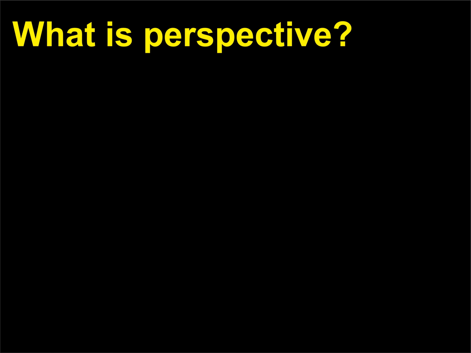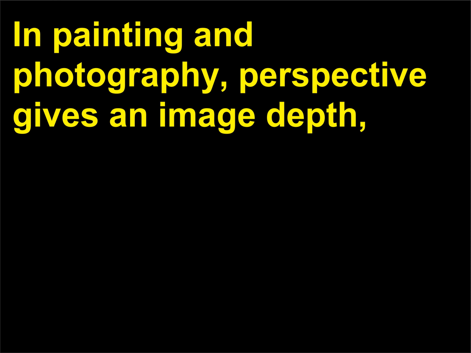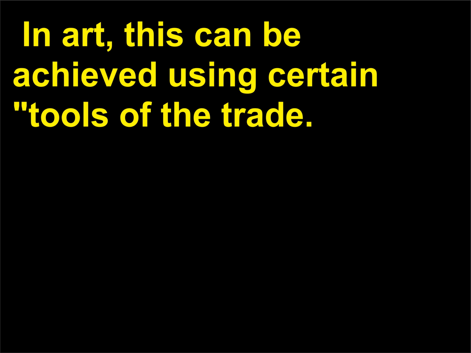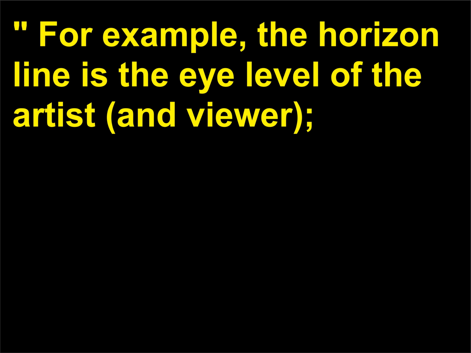What is perspective? In painting and photography, perspective gives an image depth, allowing a person to perceive 3 dimensions in a 2-dimensional picture. In art, this can be achieved using certain tools of the trade. For example, the horizon line is the eye level of the artist and viewer.